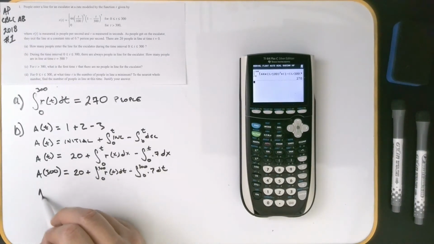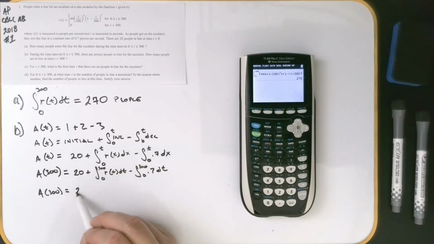Well, for this particular question, they actually gave us quite a bit of info. They said, well, 20 is there.